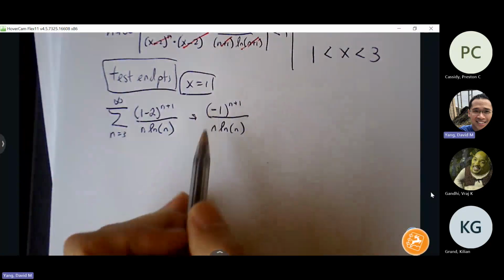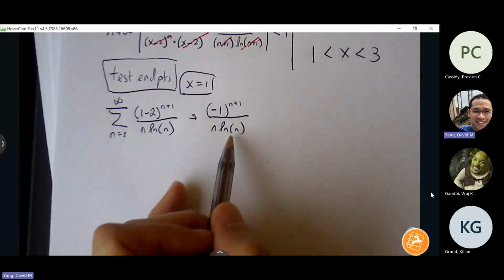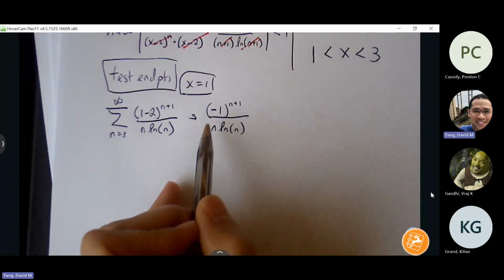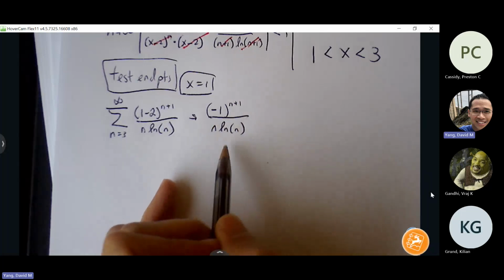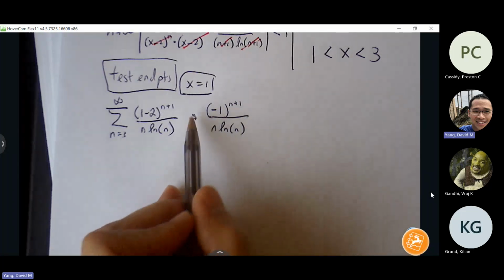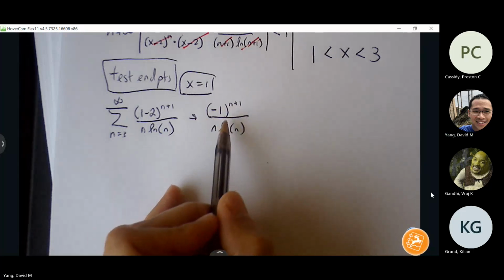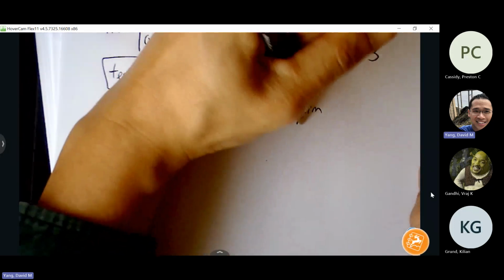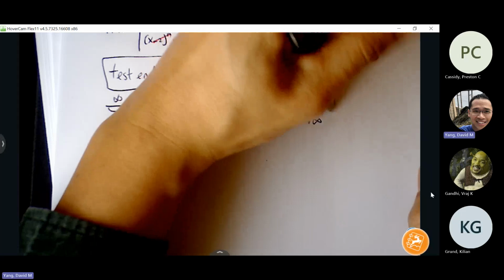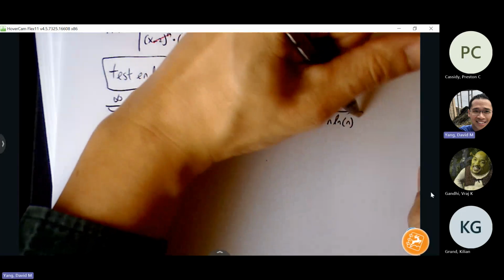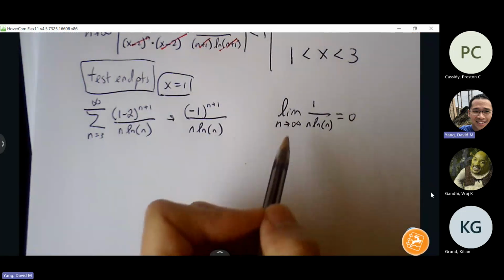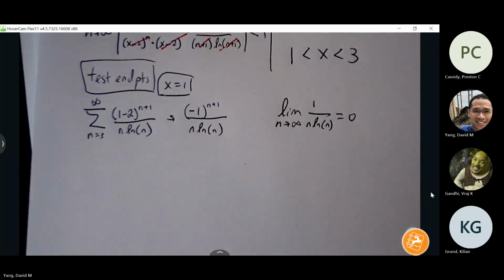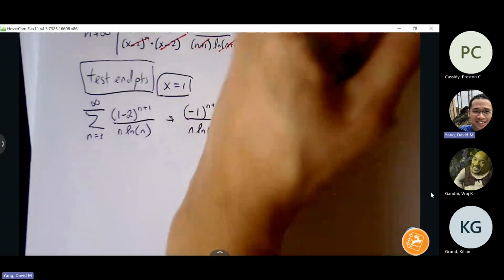All right, so negative 1 to the n plus 1 all over n ln of n. This is an alternating series, and the only thing required for an alternating series to converge is that the rule of sequence without the alternator approaches 0. So we know that for sure. Limit as n approaches infinity of 1 over n ln of n is guaranteed to approach 0, because there's nothing in the numerator, and that denominator is getting larger and larger. So we know that this converges.